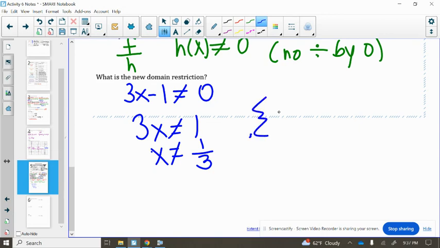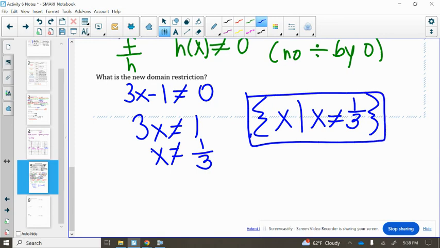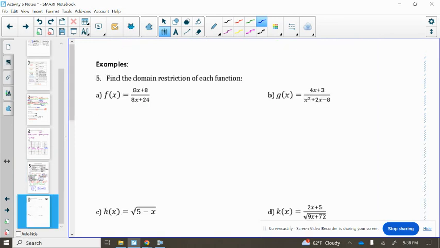Oftentimes you're going to see that represented like this with the curly brackets, and then it says x such that all real numbers are going to work for x, except x is not allowed to be 1/3, or it causes an issue for us. Well, let's look at this last page of the notes and talk a little bit more about our domain restrictions.